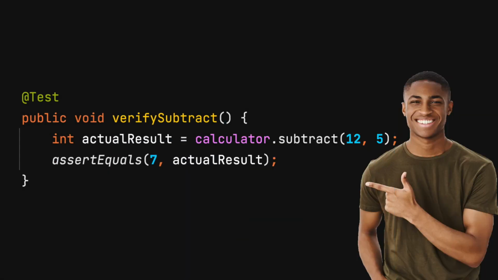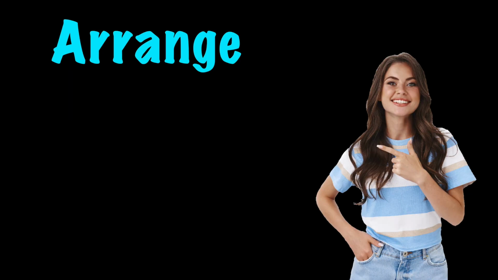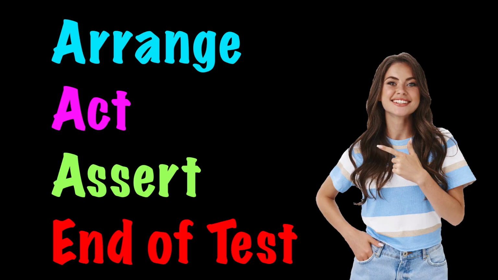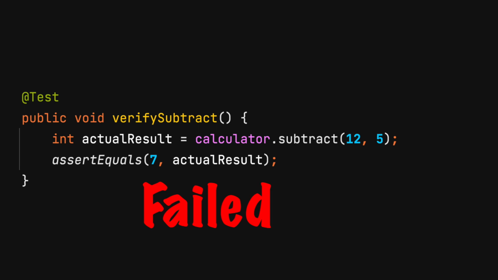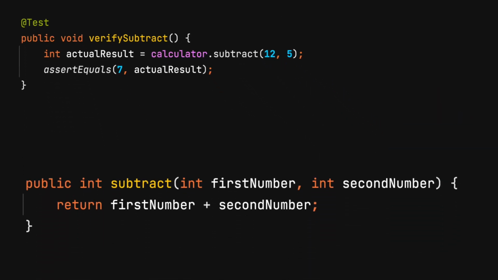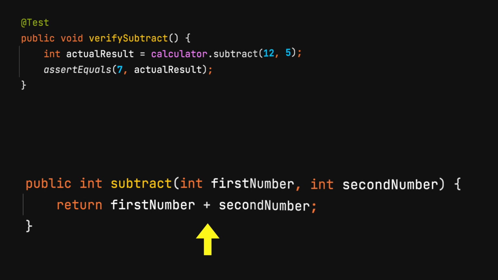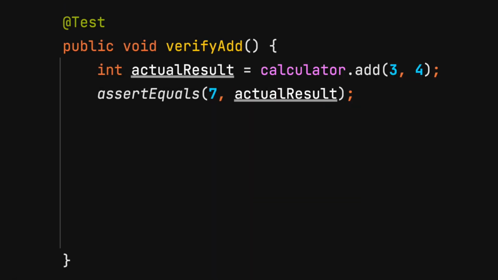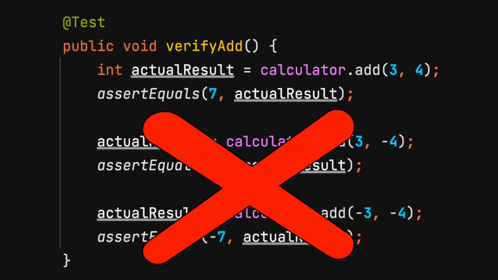It is preferred for unit tests to have one action and then one assertion. Arrange, act, assert, end of test. If the test fails because of an action, finding the problem in the code becomes easier. Avoid continuing the test with more actions and assertions.